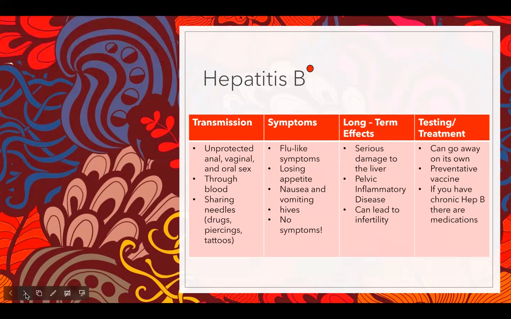Hepatitis B, our first viral STI. So this one has a red dot. This is a viral STI. Transmission of hepatitis B can be through unprotected anal, vaginal, and/or oral sex, through blood sharing, or through blood in general, but that could be by sharing needles, so through drugs, piercings, or tattoos.